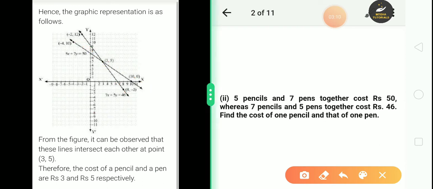Okay. Now these two lines intersect at the point (3, 5). So we can say that x is equal to 3 and y is equal to 5. Okay. So we can write the final answer. The cost of a pencil and a pen are rupees 3 and rupees 5 respectively. So this is the final solution.